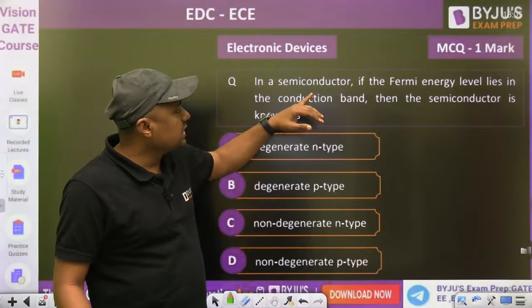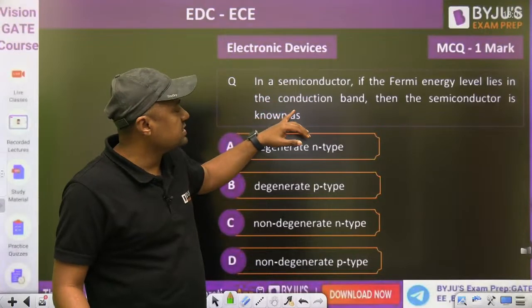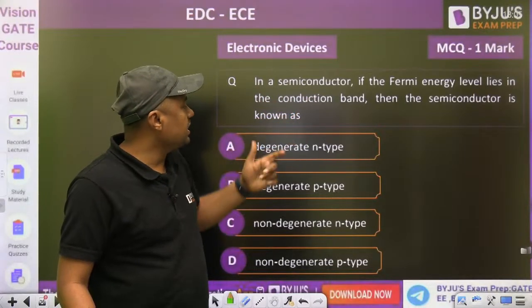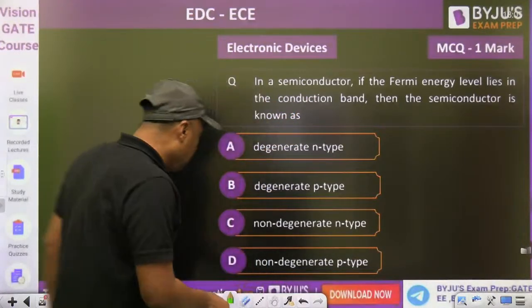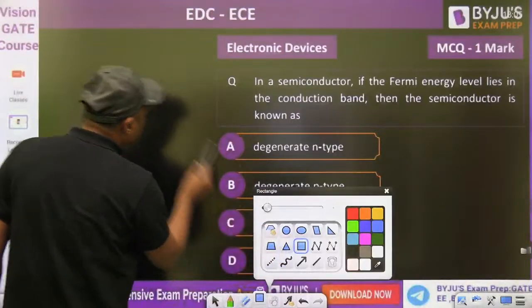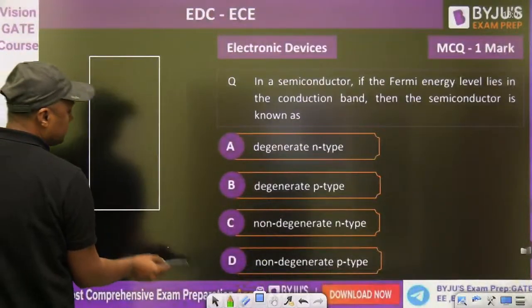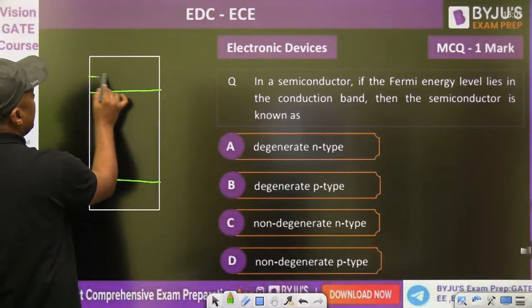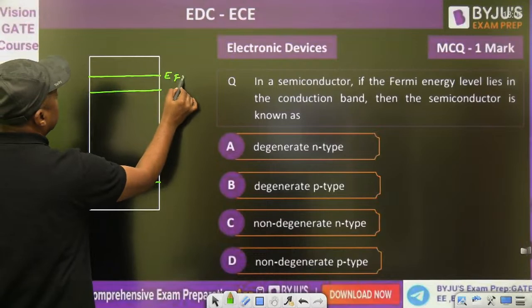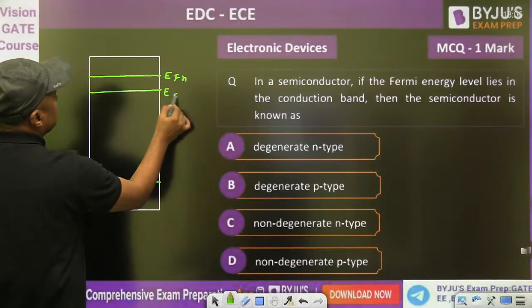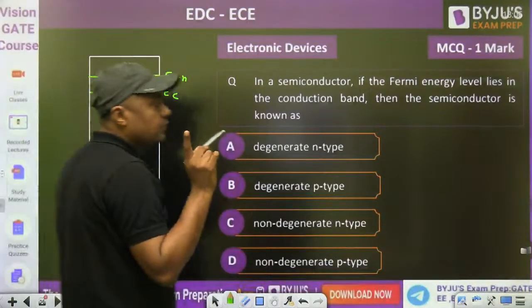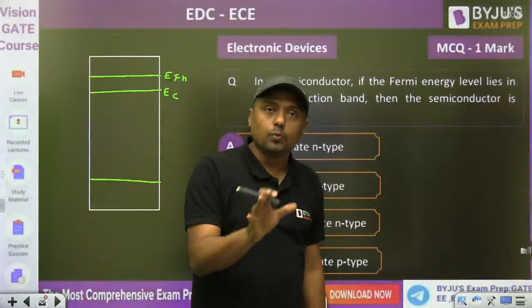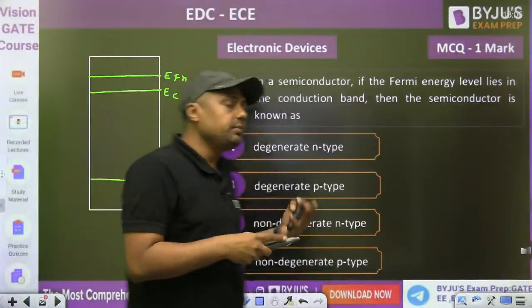In a semiconductor, if the Fermi energy level lies in the conduction band, then the semiconductor is known as? If the Fermi level enters into the conduction band, it means there is very, very high doping. Non-degenerate means low doping. Degenerate semiconductor means very high doping.